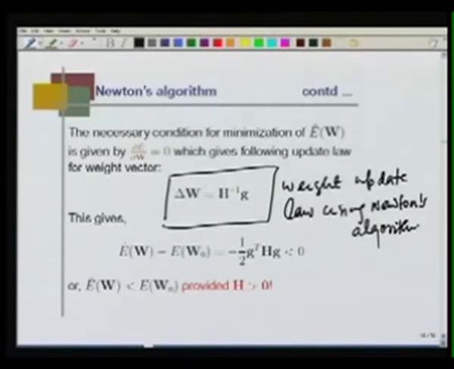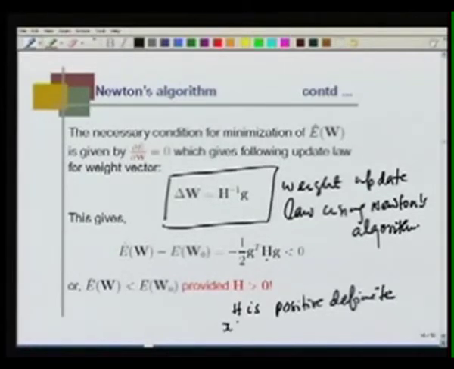But unfortunately, of course, now once I take this, you can easily see that E hat minus E W naught is always a negative definite quantity, provided, not always, it is negative definite only when H is positive definite. So, this is true provided H is positive definite. I hope all of you understand positive definite.